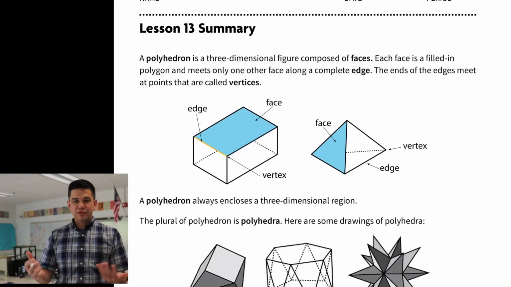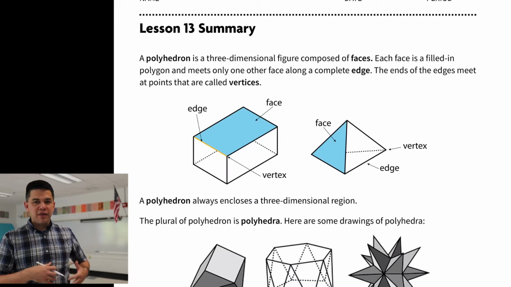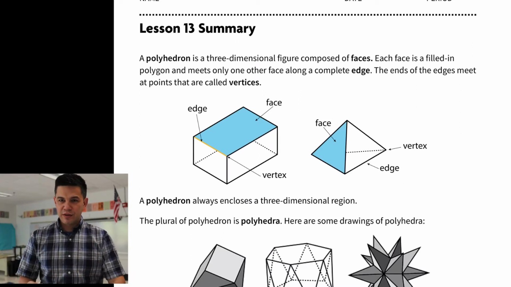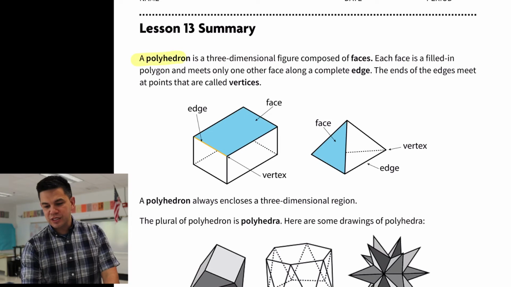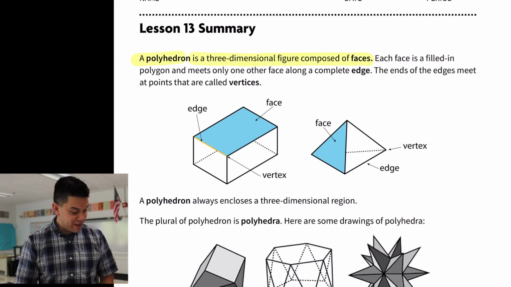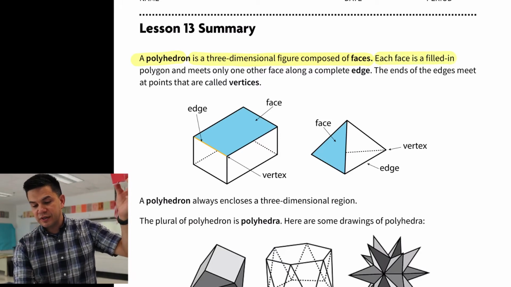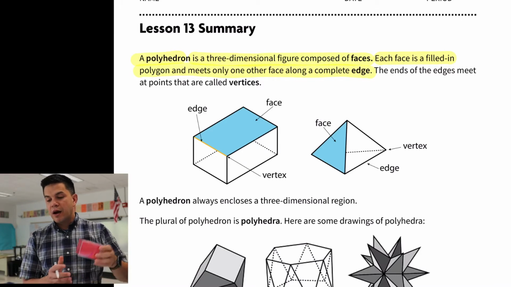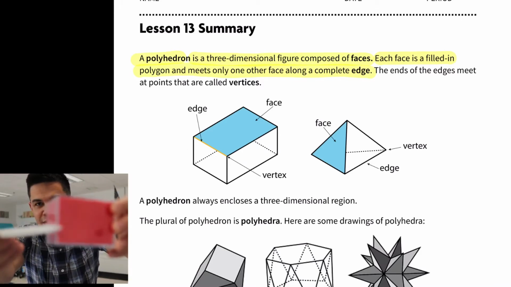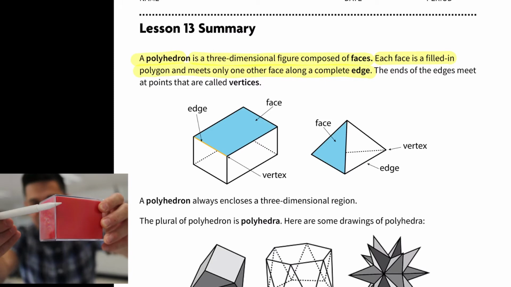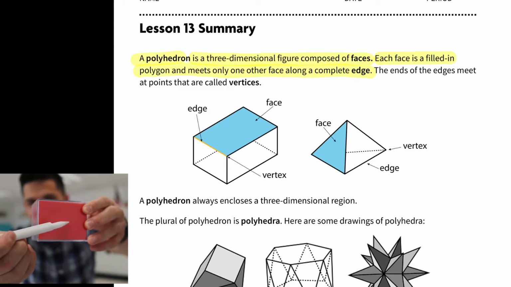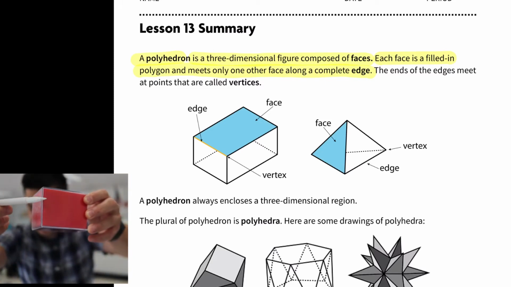All right, so let's look at the summary, because this is super important. We learned a lot of terms today, and I just want to make sure that we get the idea of each one of those terms. So the polyhedron, of course, is a three-dimensional figure composed of faces, right? Each face is a filled-in polygon and meets only one other face along a complete edge. So here is a complete edge. Here is a face. There is a face. They're only going to meet right there.